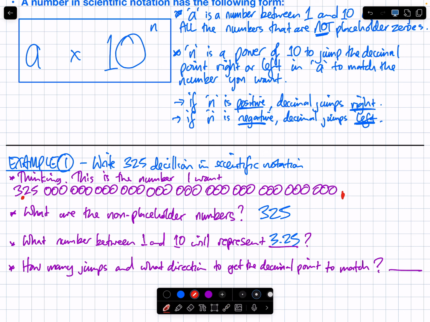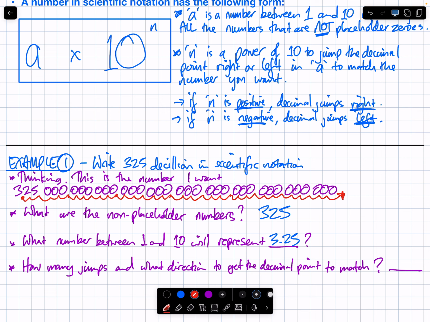So what could I do to work out how many jumps? I literally draw the jumps. 1, 2, 3, 4, 5, 6, 7, 8, 9, 10, 11, 12, 13, 14, 15, 16, 17, 18, 19, 20, 21, 22, 23, 24, 25, 26, 27, 28, 29, 30, 31, 32, 33, 34, 35.